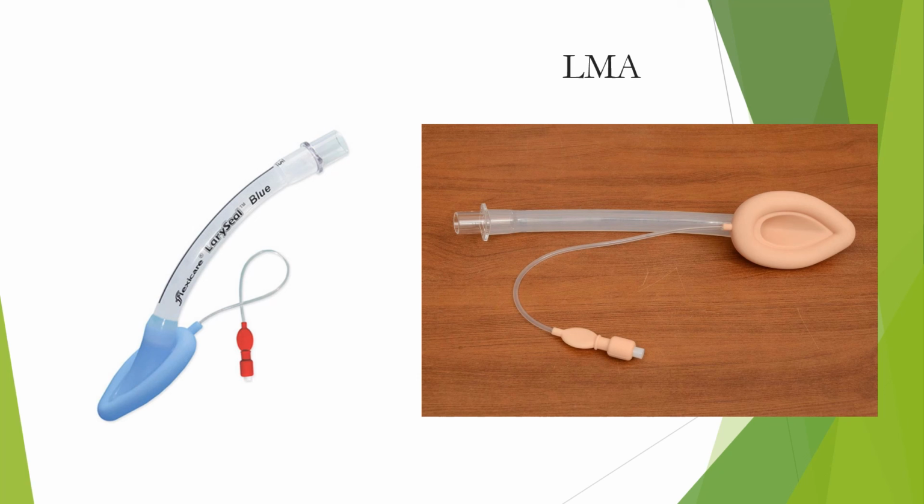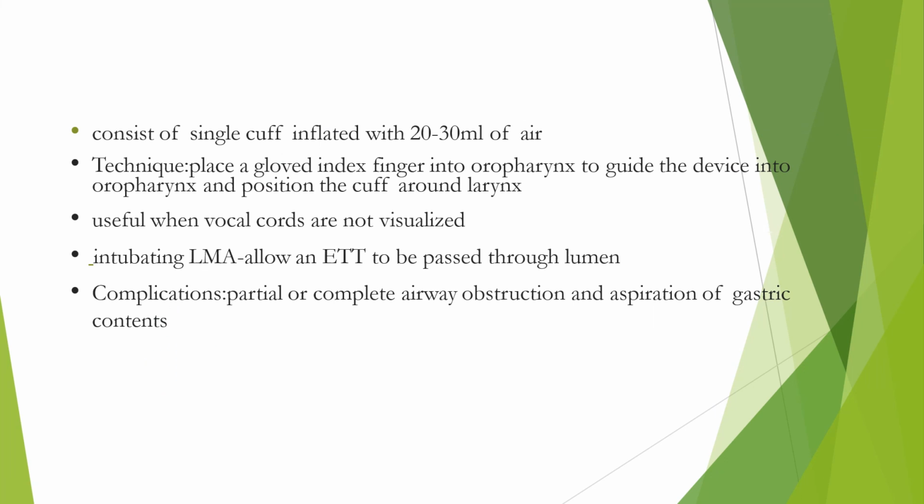This is a laryngeal mask airway. It consists of a single cuff inflated with 20 to 30 ml of air. Technique: place a gloved index finger into the oropharynx to guide the device and position the cuff around the larynx. It is useful when vocal cords are not visualized. Intubating LMA allows an ETT to be passed through the lumen. Complications are partial or complete airway obstruction and aspiration of gastric contents.